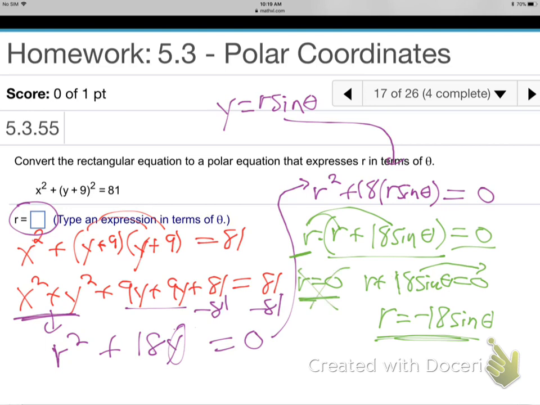Now, I'm going to throw this one away. And the answer is only the second one. Why? Because the second one includes the first one. When you have this one, you also have that one.